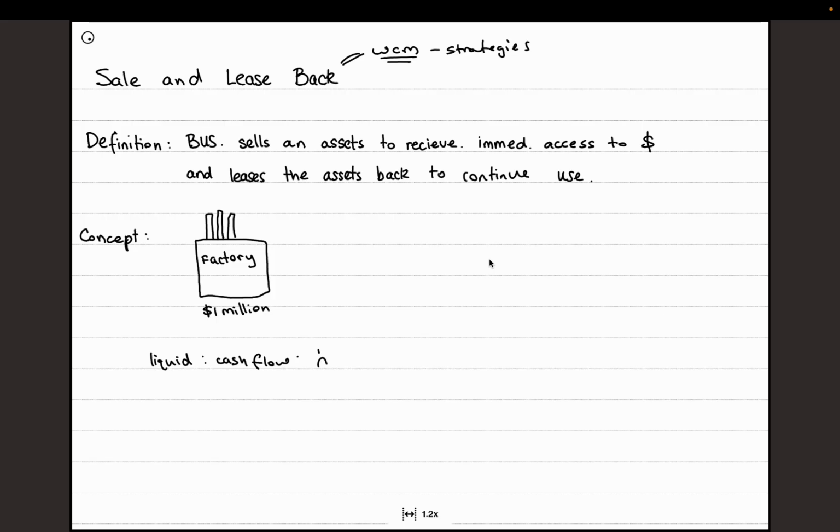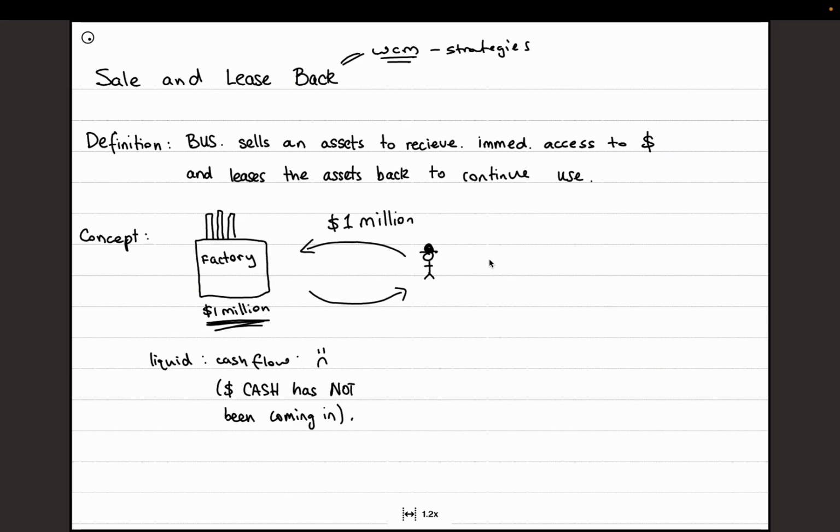So cash flow has been bad for the business. So that means that money, cash, like straight cash, has not been coming in. So they have an asset that's worth a lot of money, but they don't have a lot of money. So they're asset rich, but they're cash poor. So what they're going to do, there's a guy in a hat, he's very wealthy, and he says, hey business, I'll buy this factory off you. I'll give you $1 million. You give me the factory. So in exchange for the factory.